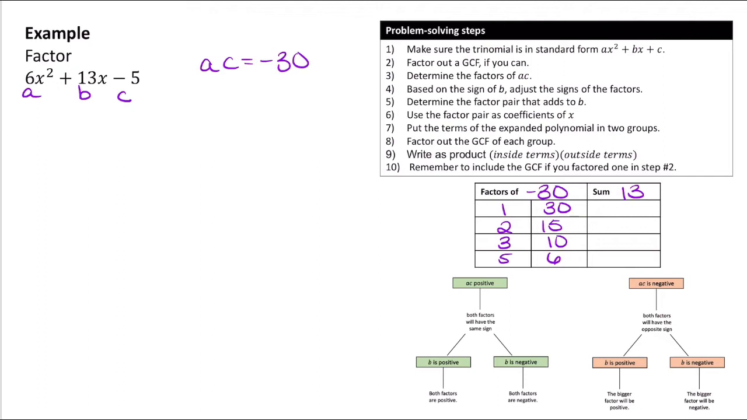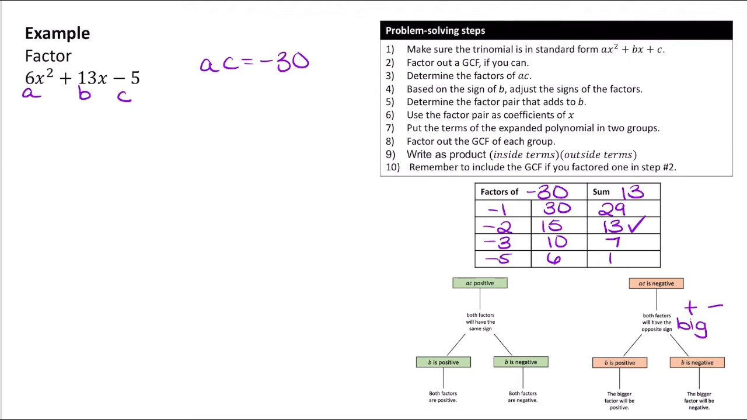So 30 is negative, so I need a positive factor and a negative factor. And since b is positive, I'm going to make my bigger factor positive. So I'm going to make all these smaller factors negative, and now let's look at the sums. Negative 1 plus 30 is 29. Negative 2 plus 15 is 13. And so that's the correct combination, but you can check the other ones just to make sure.